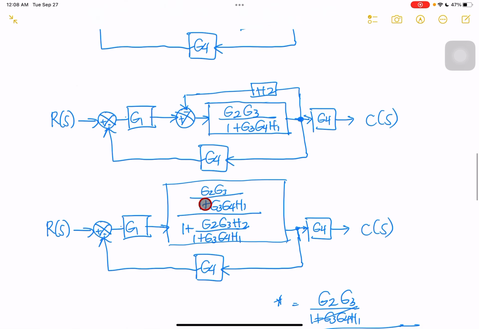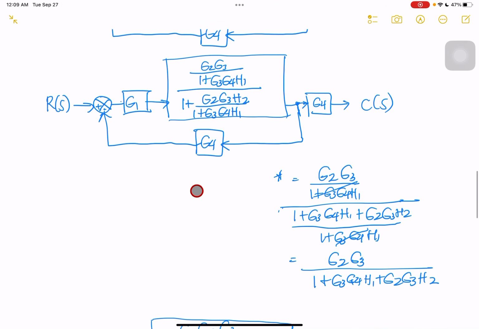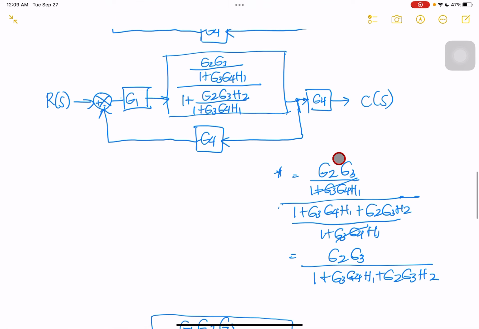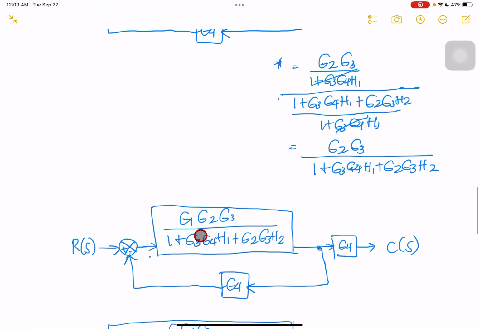So, ito yon. Ito, nandito, 1 plus G2 blah blah blah times H2. Okay? So, wala na tong part na to. Then, ano na mangyari? In series silang dalawa. So, itong G1, ilalagay natin dito. Mawawala na yung G1. Okay? Tapos, simplify lang. Yan, medyo complicated. Pero, math lang yan, algebra. So, we will come up with this gain. G1, G2, G3 over 1 plus G3, G4, H1 plus G2, G3, H2.